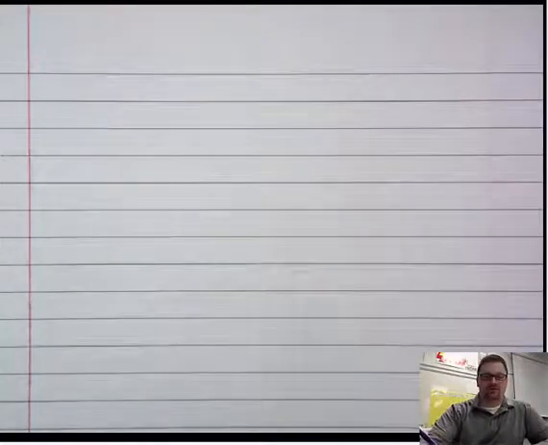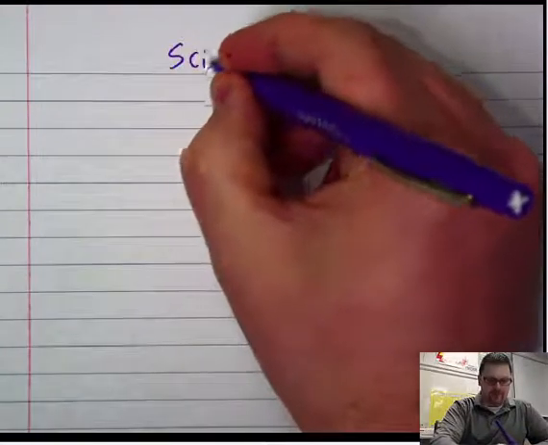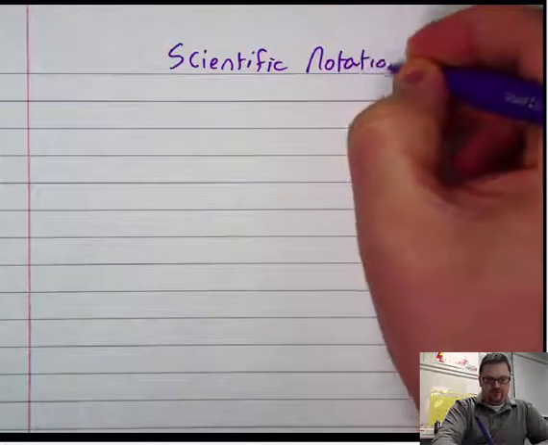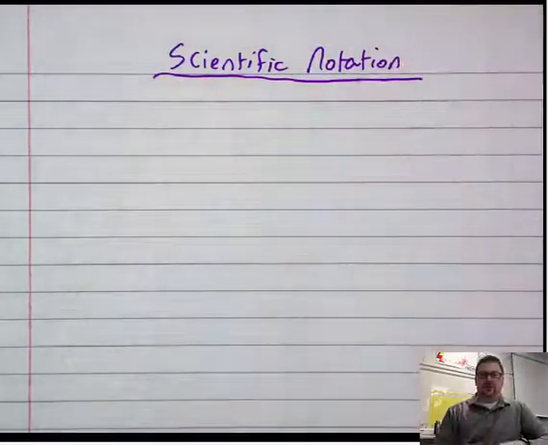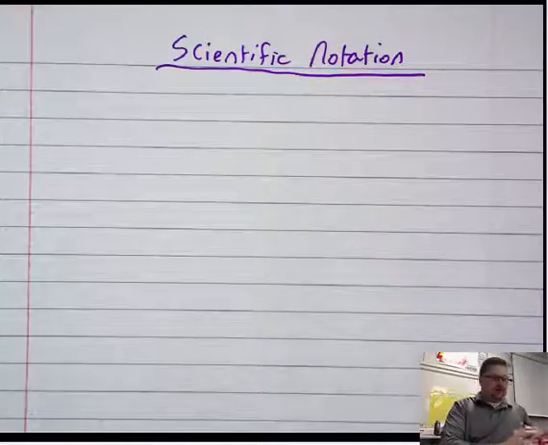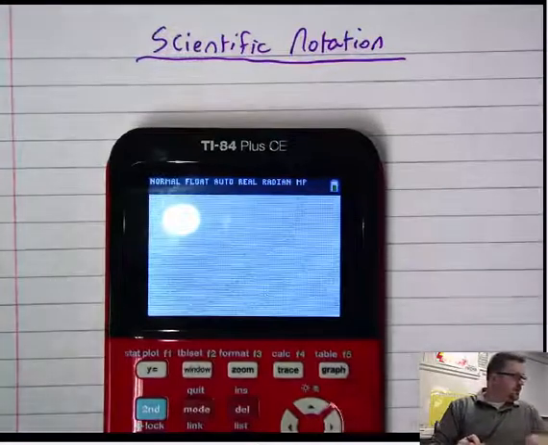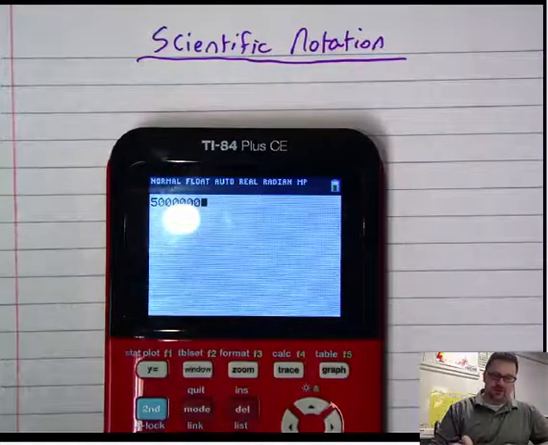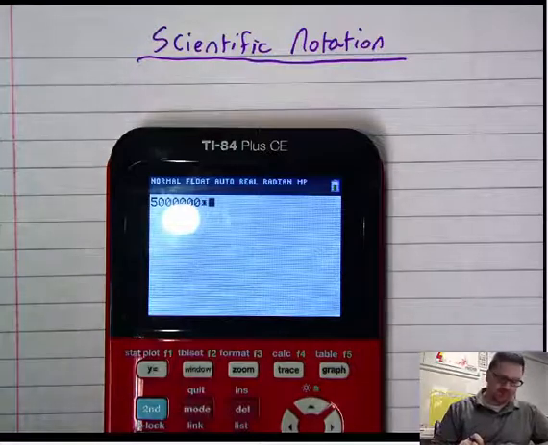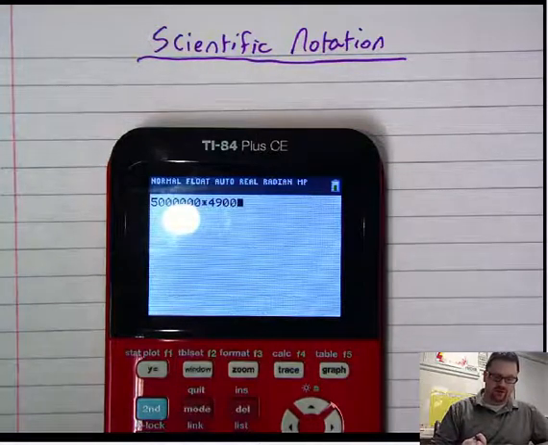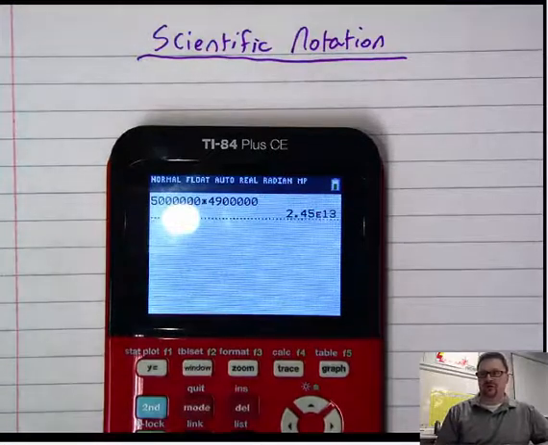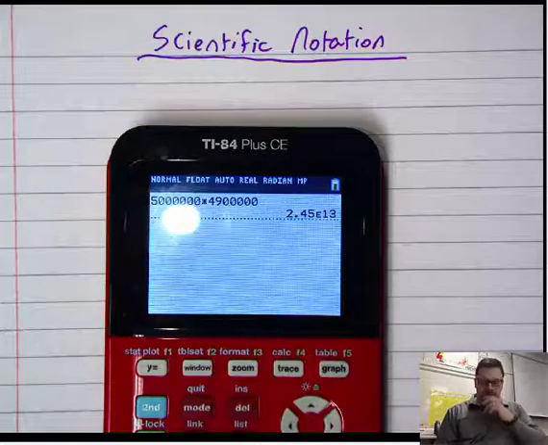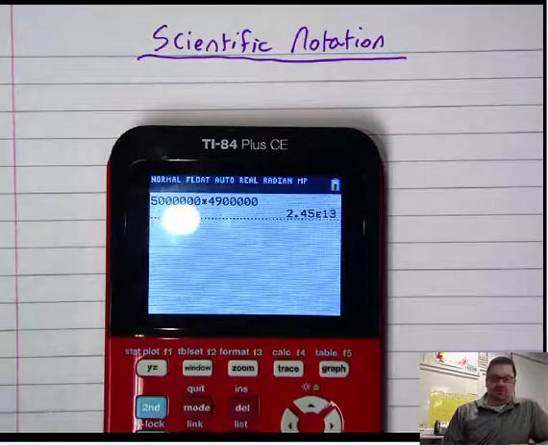Okay, today we're going to talk about scientific notation. So first, what exactly is this? If you go to your calculators and you type in the number 5 million and you multiply that by 4,900,000, you're going to get an answer that looks like that. I think you've seen that show up a couple times in your calculator. What is that? That is actually an example of scientific notation.